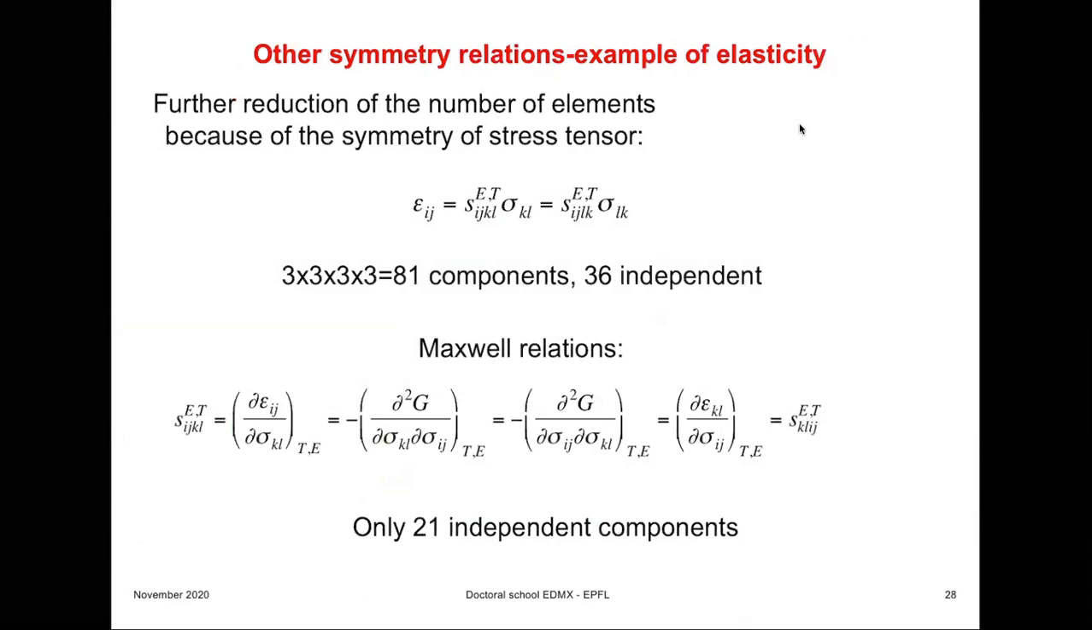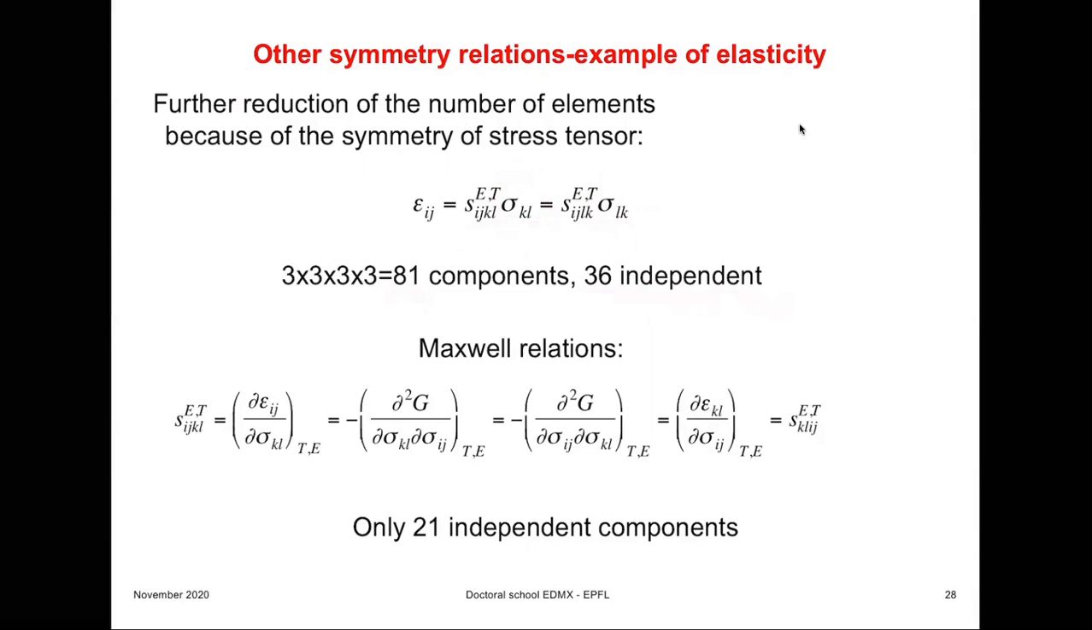Now we can use Maxwell relations for the compliance and stiffness tensors, basically the Young modulus. But first we apply what we just learned, and that is that sigma_kl must be equal to sigma_lk. That immediately gives us for this tensor of compliance, which is a tensor of the 4th rank which has 81 components, only 36 independent components because of this symmetry.